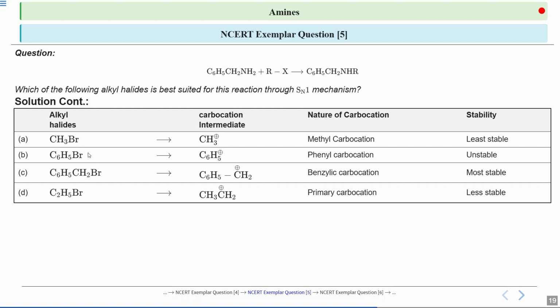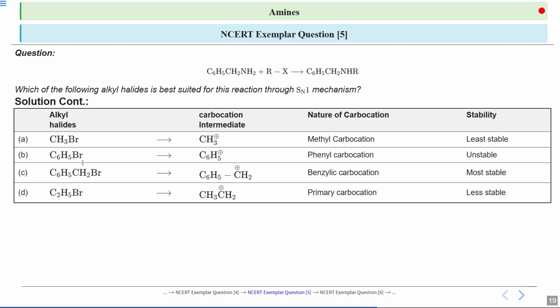Now if we talk about this bromobenzene, then this bromobenzene forms a phenyl carbocation. This is also unstable because the positive charge is on the benzene ring, and the ring does not provide much stabilization.